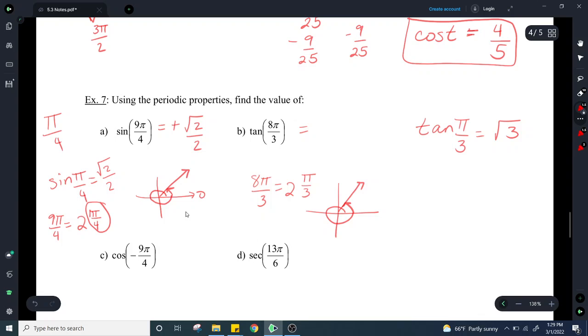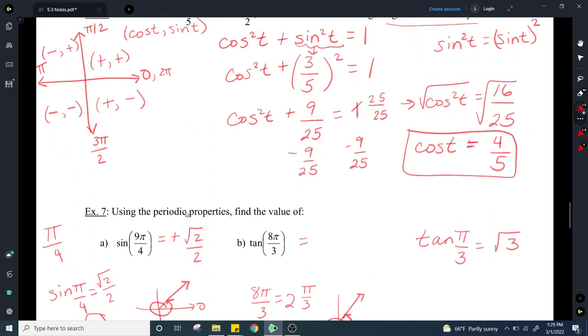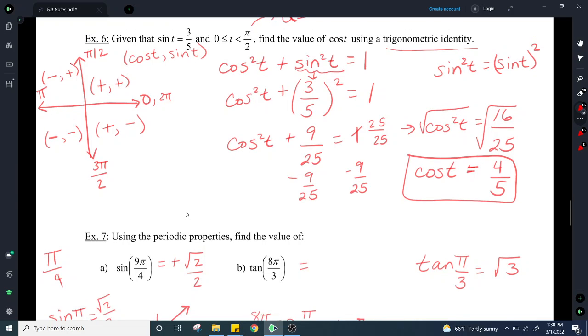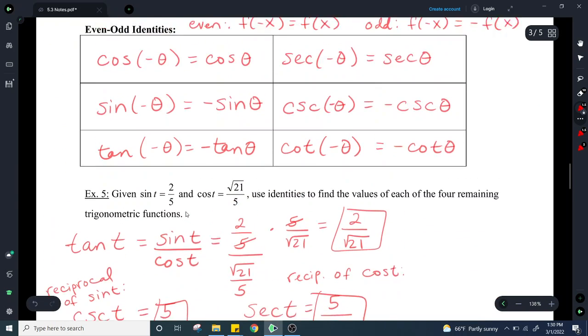So in the first quadrant, all right, let's talk about the sign of tangent in the first quadrant. Tangent, remember, is the ratio of sine over cosine. That's what we just said on the previous page.